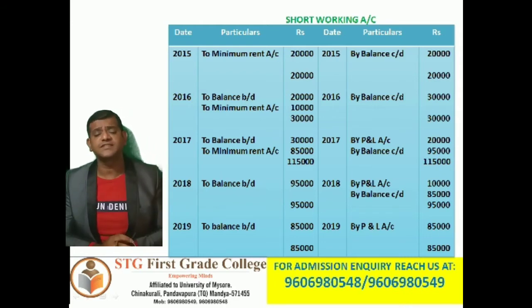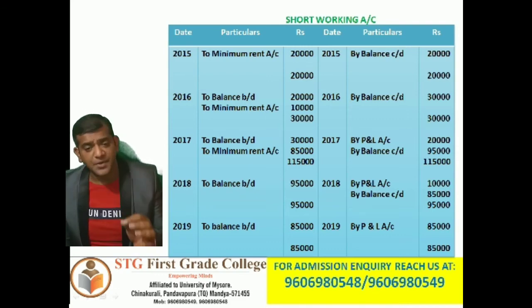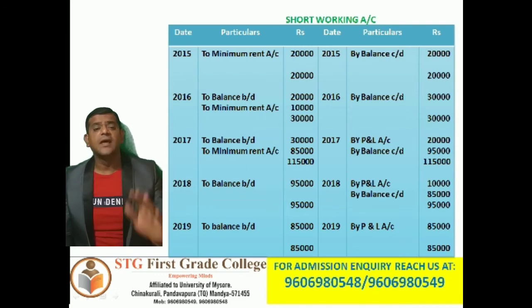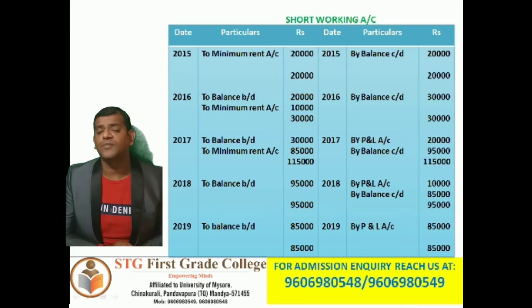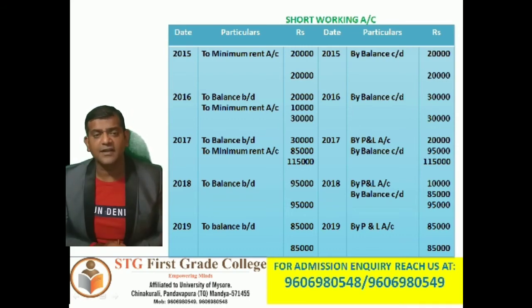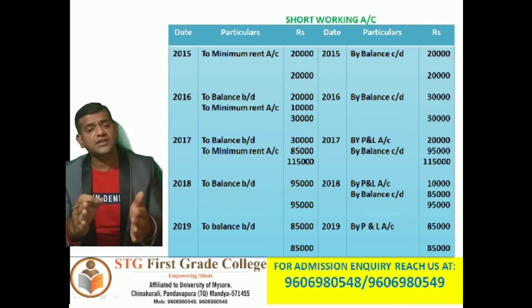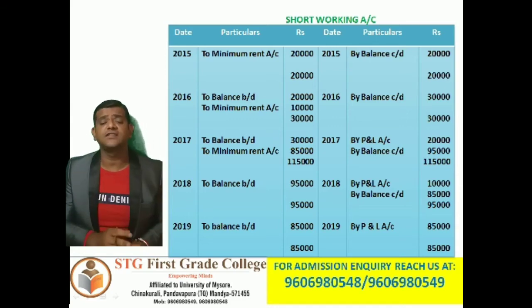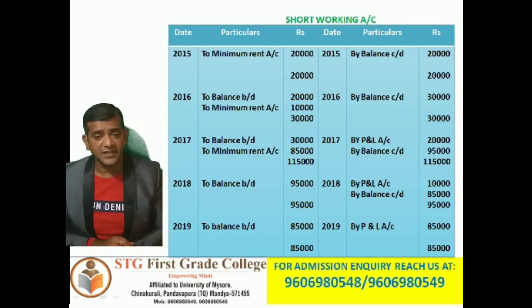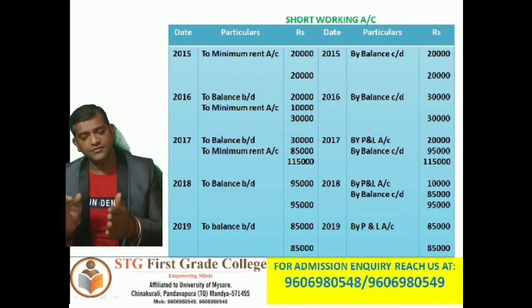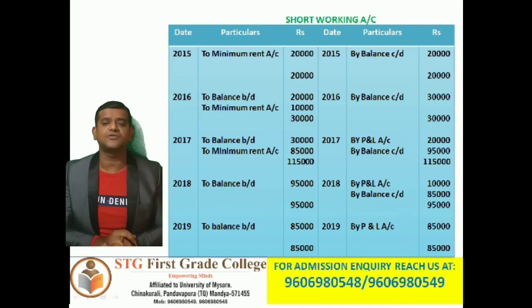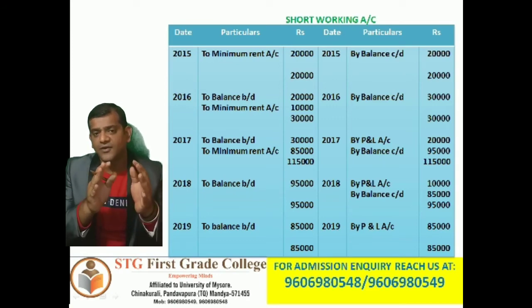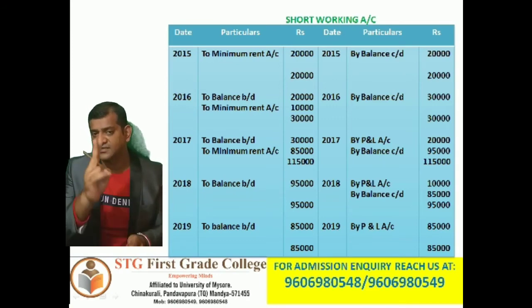In the year 2017, to balance brought down 30,000 rupees. To minimum rent account, how much the short working in the third year? So just check in the analytical table, 85,000 rupees. So now add, that is 30,000 plus 85,000, that comes to 1,15,000 rupees.